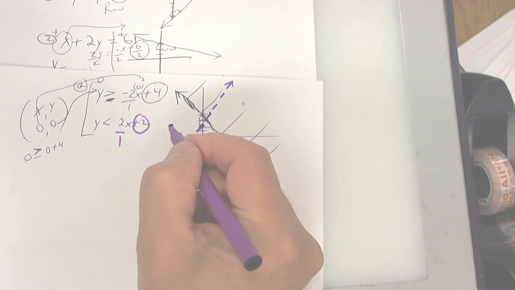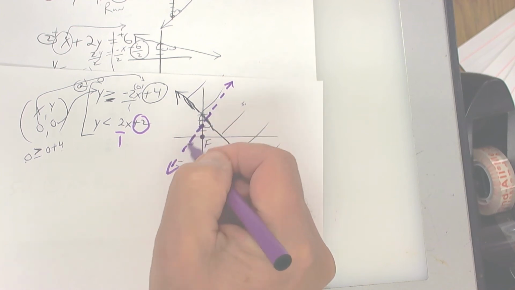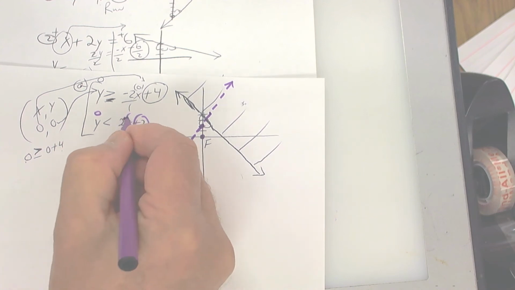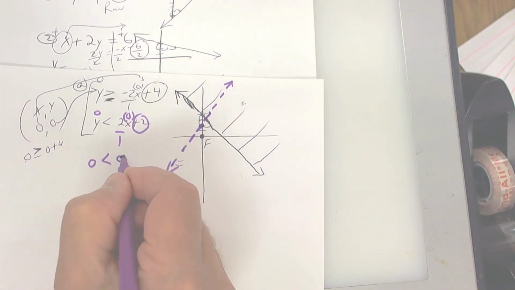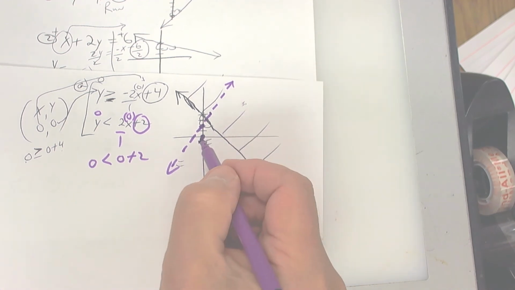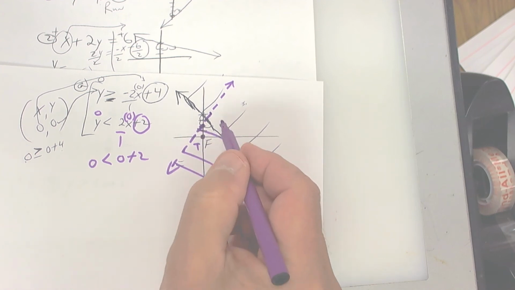All right, we're going to use a test point. Pick a point. I still like 0, 0. As long as it's not on that line, you can pick it. So put 0 for y and put 0 for x. Is 0 less than 2? That's true. So for this purple line, it's true. So you're going to color this way because it's true.